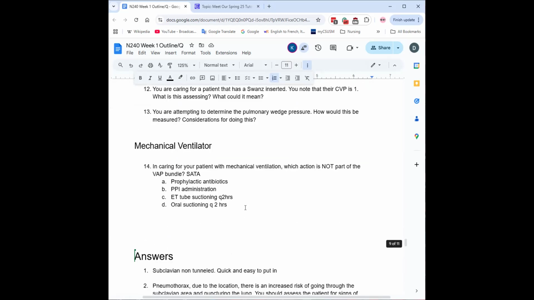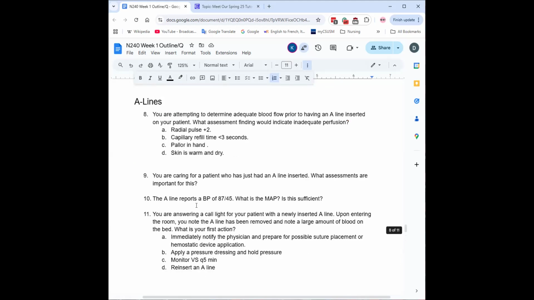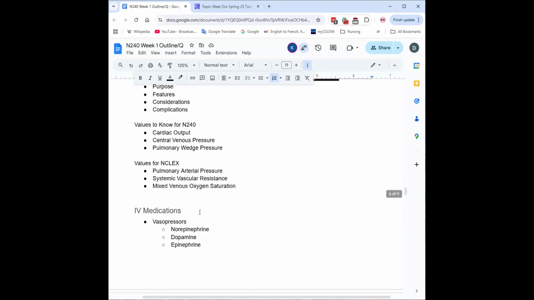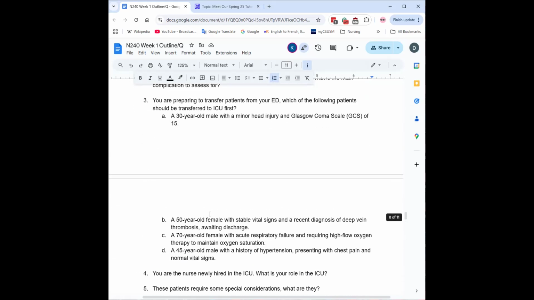Again, the answers are going to be here. So when you have it, you can come back to it, have the outline filled out, and then do the questions just to see.